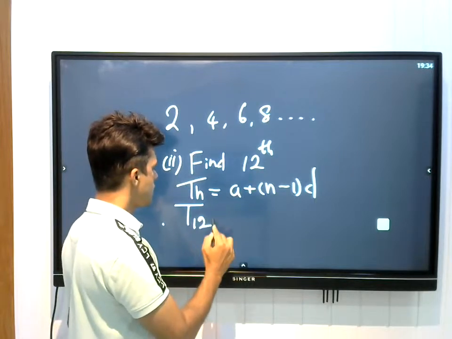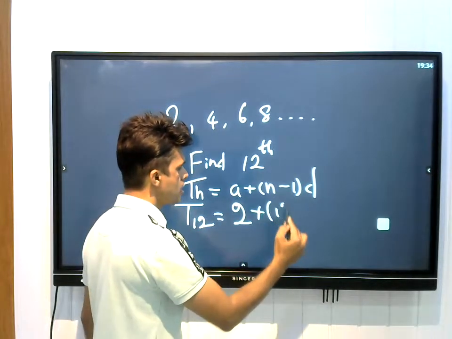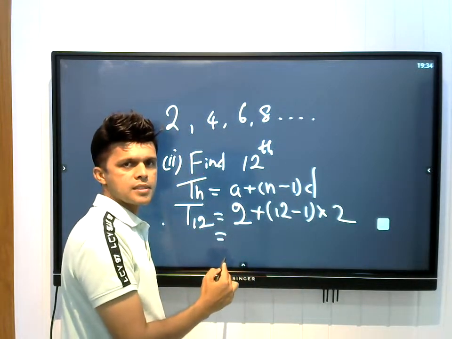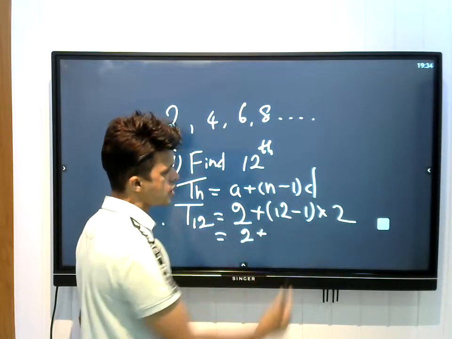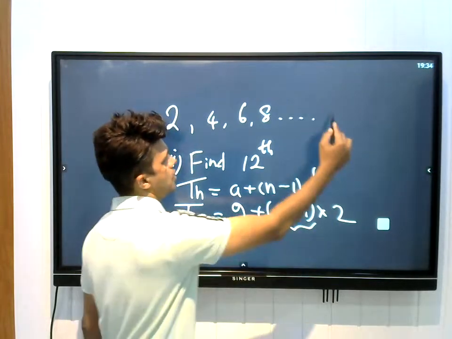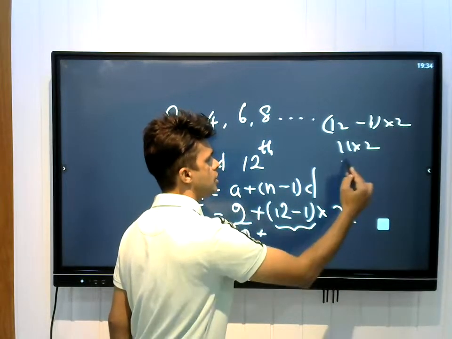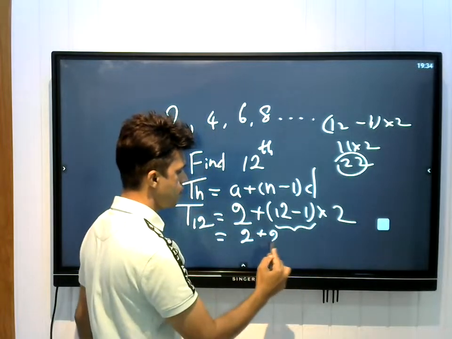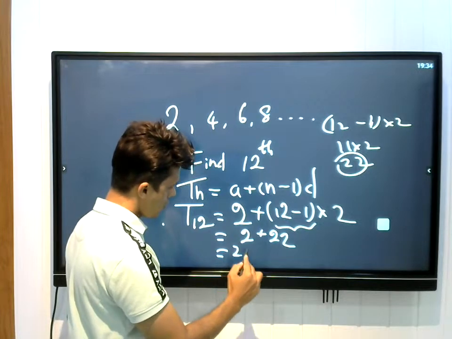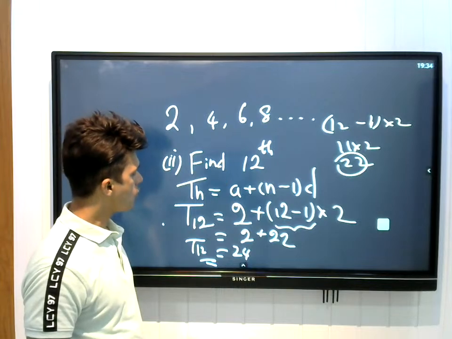n equals 12 here, a equals 2 here. So 2 plus 12 minus 1, which is 11, times 2. 11 into 2 is 22. So 2 plus 22 is 24. So the 12th term is 24.